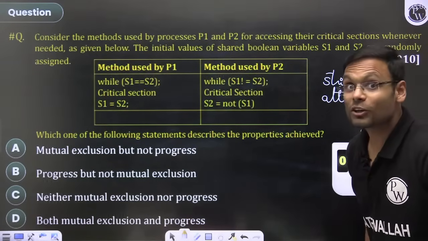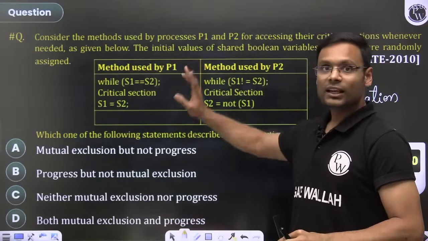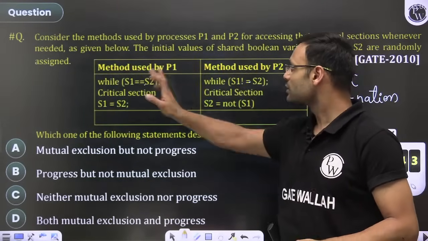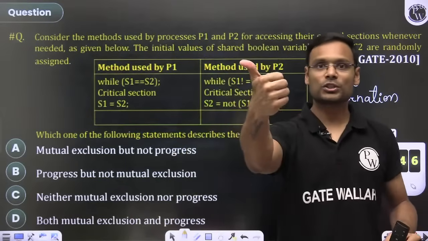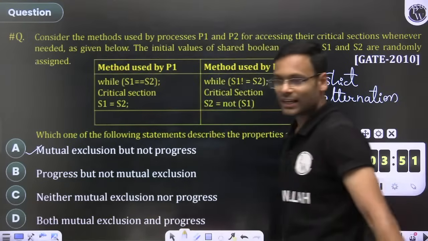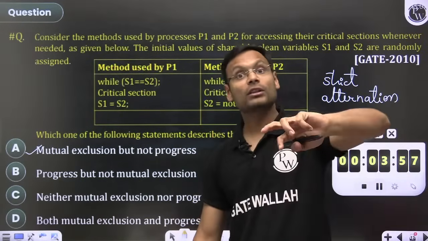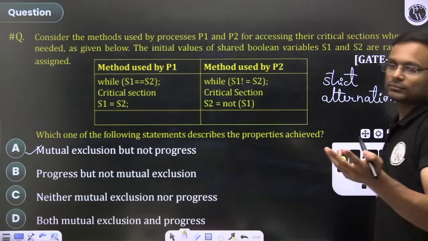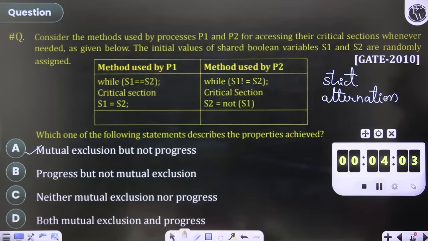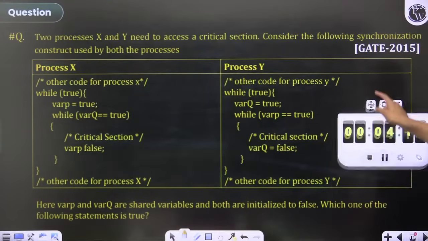Strict alternation, and in strict alternation we know clearly, progress is not there, mutual exclusion is there. At a time only one process can enter. If S1 and S2 are equal, this process, not equal, this process can enter into the critical section. Mutual exclusion is there, progress is not there. Option A is correct, and that's it. Simple. And we have seen a similar kind of solution for the turn variable. You just have to understand how the turn variable works. If you map this on that variable solution, you can easily get the solution and the answer without much of the hassle.